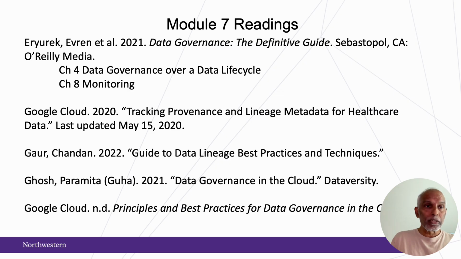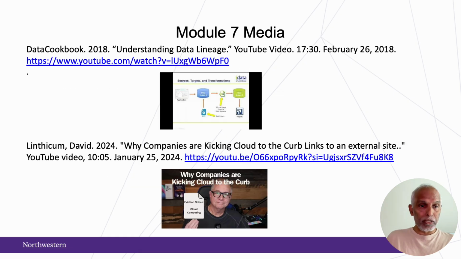Google Cloud has published 2 other articles which are essential for this week. One is published in 2020, which is tracking provenance and lineage metadata for healthcare data, specifically about healthcare data, and the other one is principles and best practices for data governance in the cloud. There are 2 other articles. One is a guide to data lineage, best practices and techniques by Chandan Gaur, and data governance in the cloud from Dataversity, written by Paramita Ghosh. These are wonderful references, and I certainly encourage you to make sure that you get benefit out of these things.